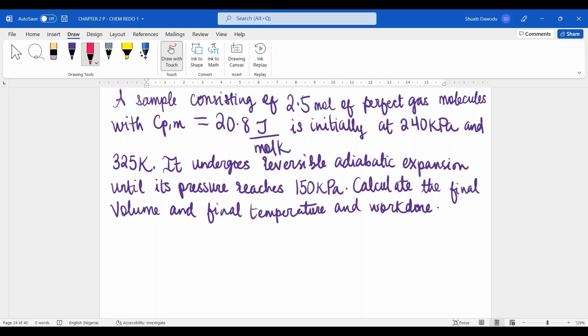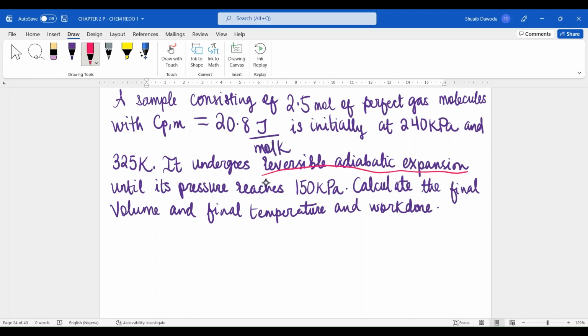Today we're going to be working on the question on the screen that says: a sample consisting of 2.5 mole of perfect gas molecules with Cp,m equal to 20.8 joule per mole Kelvin is initially at 240 kilopascal and 325 Kelvin. It undergoes reversible adiabatic expansion until its pressure reaches 150 kilopascal. Calculate the final volume, the final temperature and the work done. So the question is telling us that we are dealing with a reversible adiabatic expansion process.